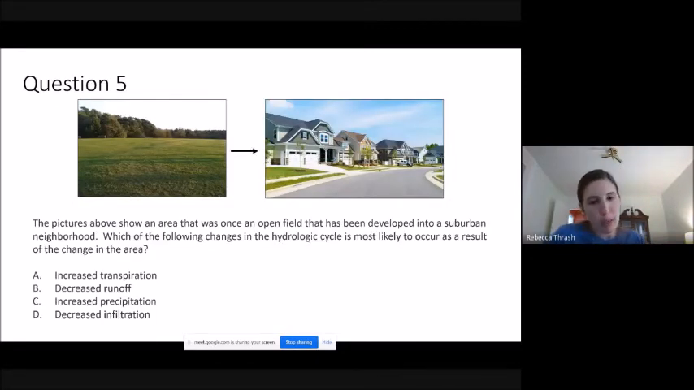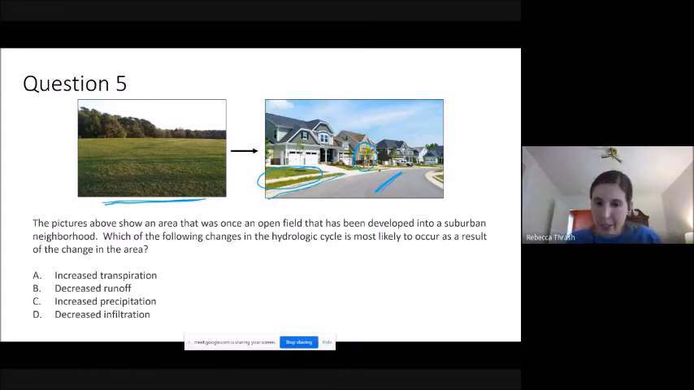Question 5. The pictures above show an area that was once an open field that has been developed into a suburban neighborhood. Which of the following changes in the hydrologic cycle is most likely to occur as a result of the change in the area? So let's take a minute to talk about what's going on here. Here we've got an open field. There's some grass, there are some trees, but pretty much if any water hits the surface of this field, a good bit of it is going to be able to infiltrate into the ground and then percolate down through the layers. But if we look here, we still have some grass, we still got a little bit of trees, but a good part of that area has now been paved over. So if there's going to be precipitation, it's likely going to just increase runoff through this gutter system.